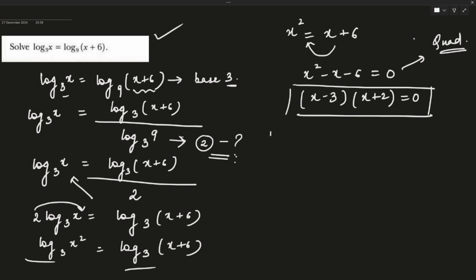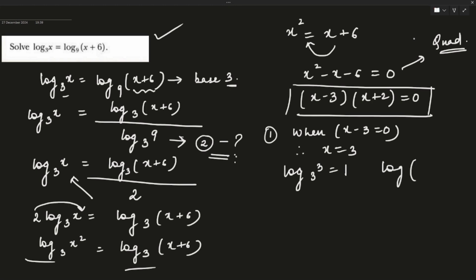Now we'll check for which values of x this solution is valid. First, take x minus 3 equal to 0, therefore x is equal to 3. What will be the value of this expression when x is equal to 3? Log of 3 to the base 3 is 1, and log of 3 plus 6, which is 9, to the base 9 is also 1. So x is equal to 3 is a valid solution.